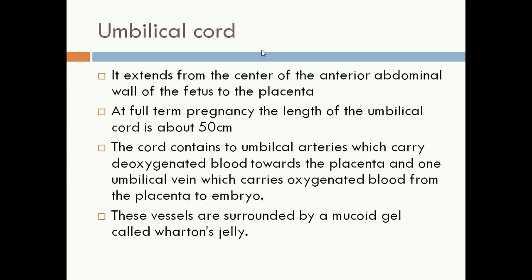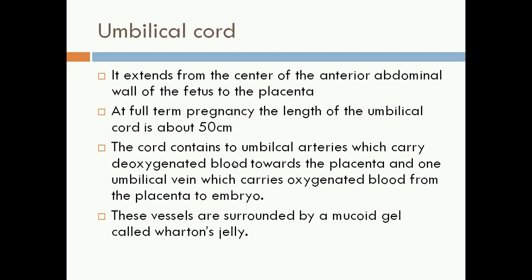What is the umbilical cord? It is a cord that extends from the center of the anterior abdominal wall of the fetus to the placenta. It's a small cord; at full-term pregnancy, its length may be 50 centimeters. The cord contains umbilical arteries which carry deoxygenated blood, and an umbilical vein which carries oxygenated blood. Underline: umbilical artery carries deoxygenated blood, umbilical vein carries oxygenated blood.